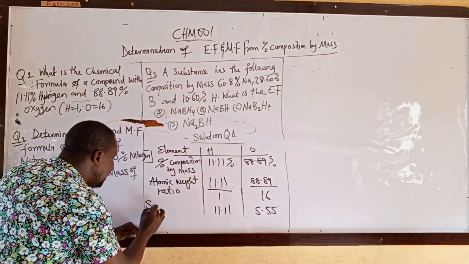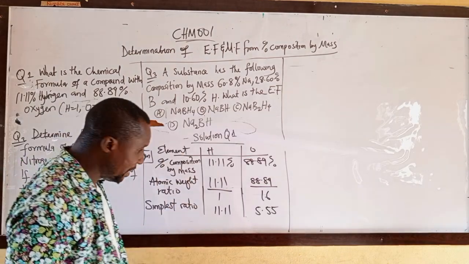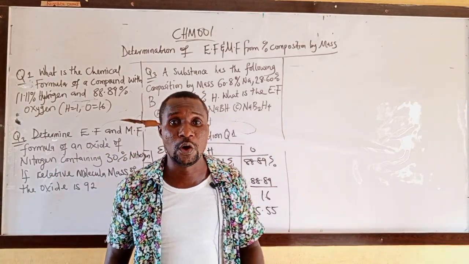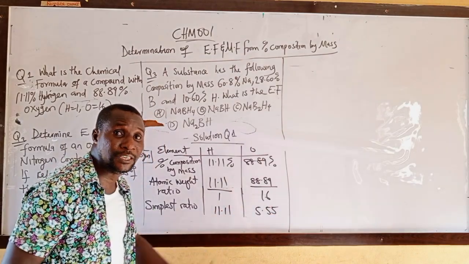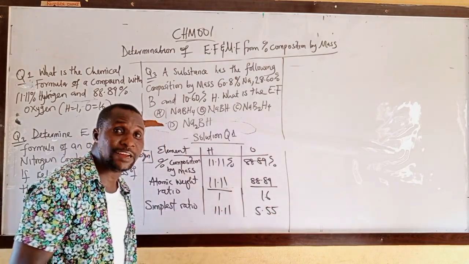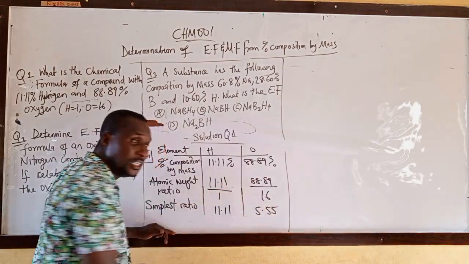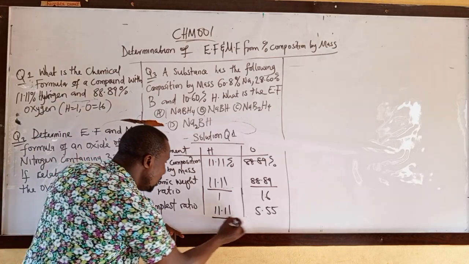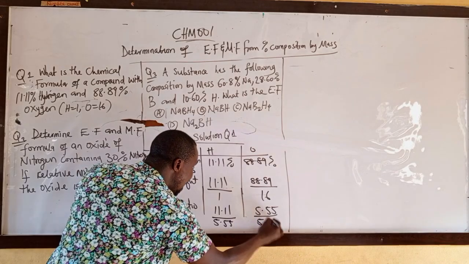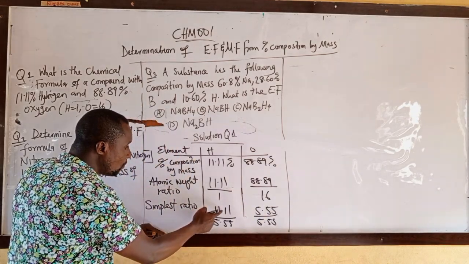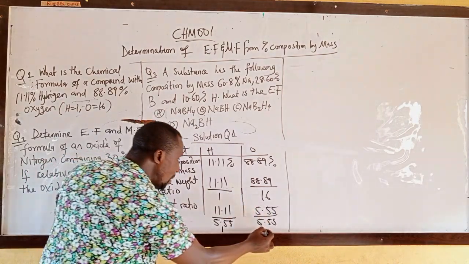Then what do we do? We get the simplest ratio. How do we do the simplest ratio? Divide by the smallest number. Here we have 2 numbers, so divide by the smaller one. If there are 3, divide by the smallest; if there are 4, divide by the smallest. In this case, divide by 5.55. 11.11 divided by 5.55 gives 2, and 5.55 divided by 5.55 gives 1.